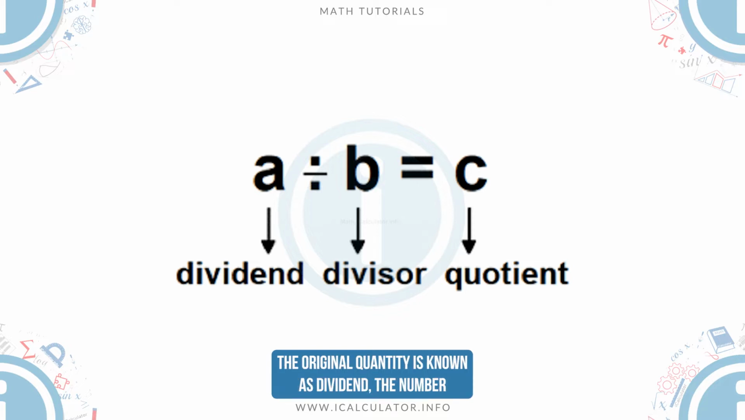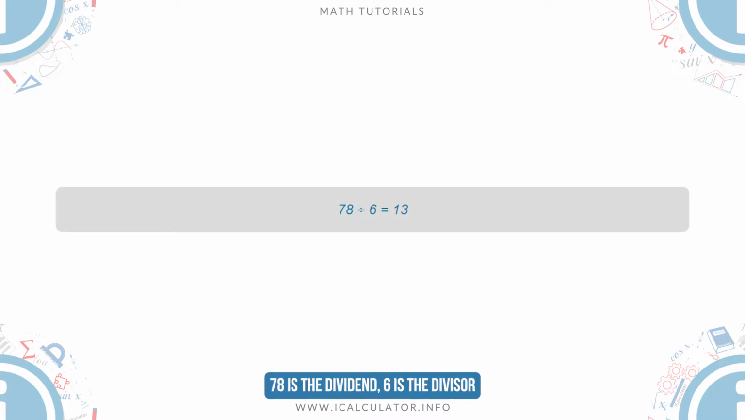The original quantity is known as dividend. The number that divides the original quantity into equal parts is called the divisor, while the result of division is called quotient. For example, in the division shown on screen, 78 is the dividend, 6 is the divisor, and 13 is the quotient.